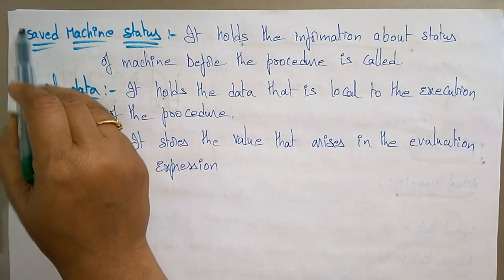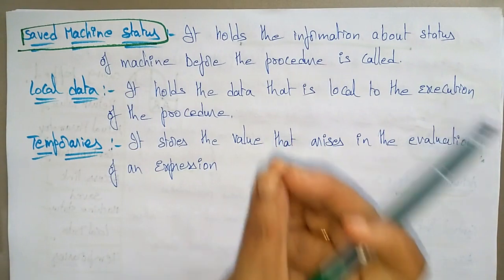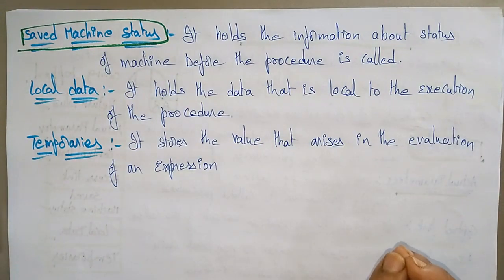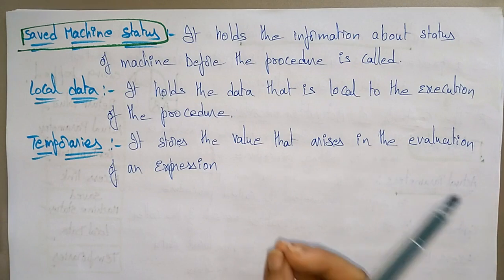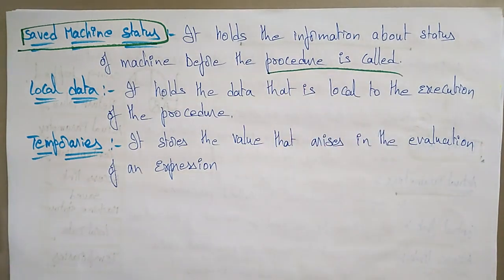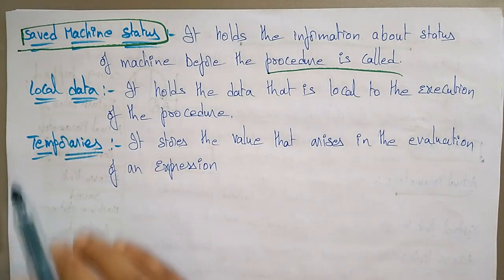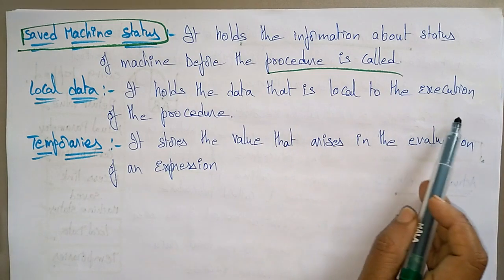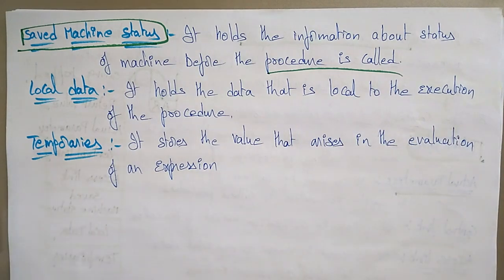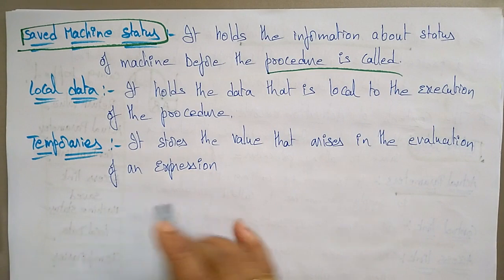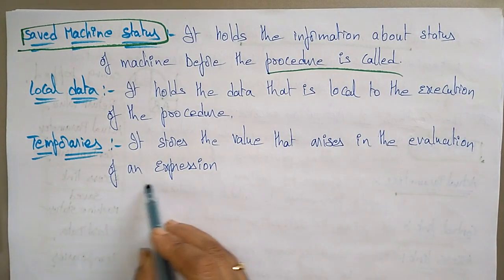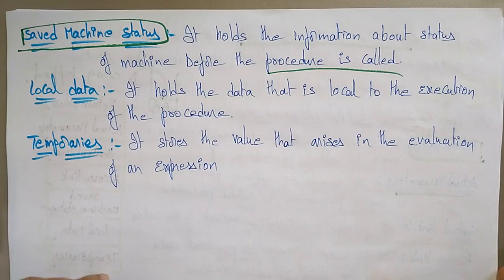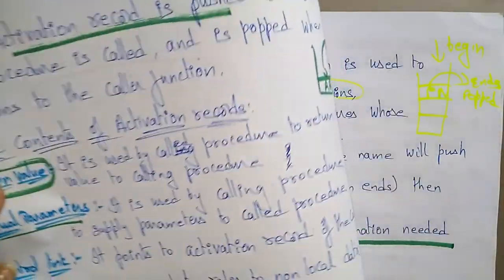Saved machine status, the name itself says that it is going to save the machine status. It holds the information about the status of the machine before the procedure is called. So before the procedure is called, it is better to save what the machine status was. Next is the local data. It holds the data that is local to the execution of the procedure. And the temporaries store the values that arise in the evaluation of an expression. So these are the different contents present in the activation record.